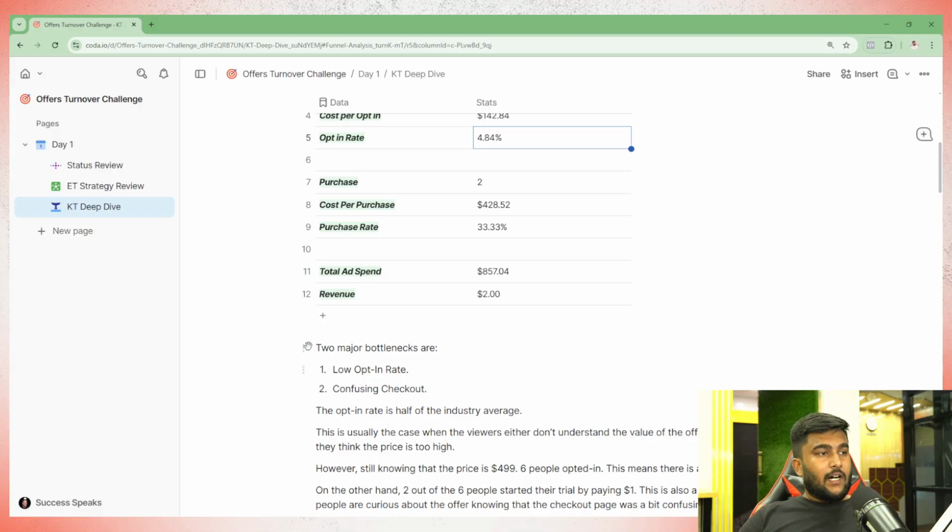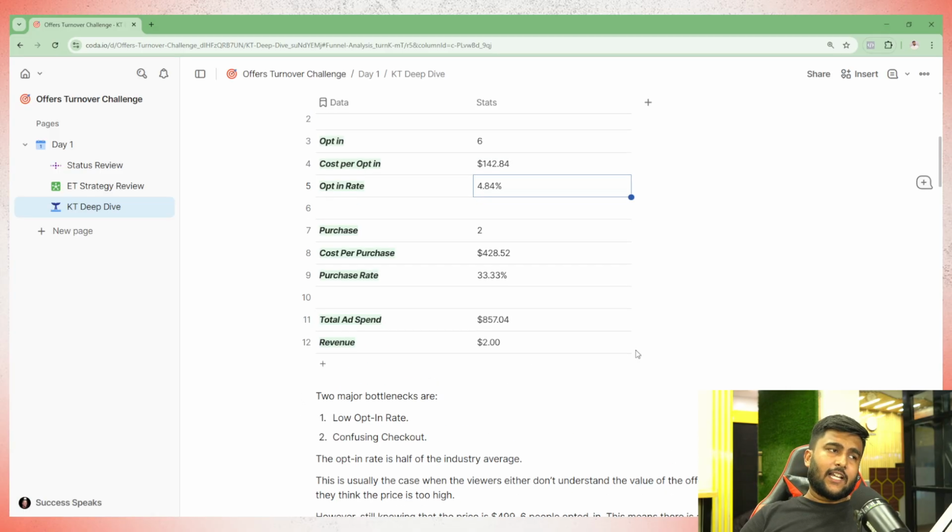So the two major bottlenecks we saw were that the opt-in was very low, and then a confusing checkout. This checkout page was a Stripe checkout page with $1 per week. It said that this membership is $1 per week, with no mention of $499 in there. Still, we got 2 purchases.